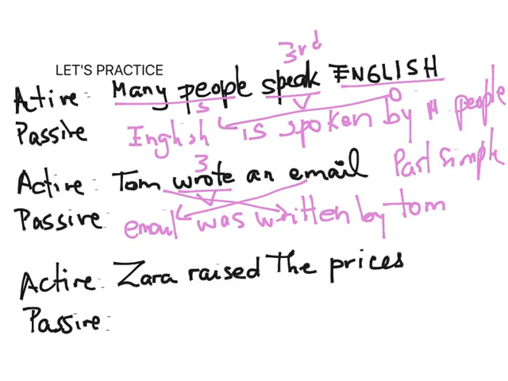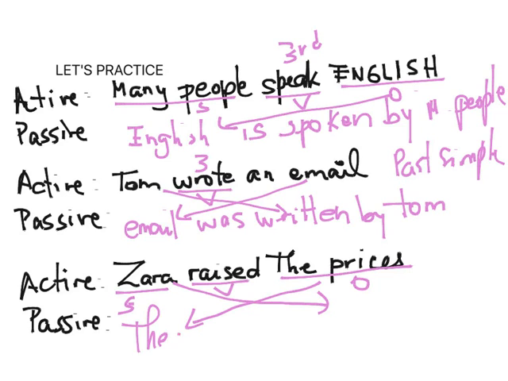Now let's see the last example. Let's see what happens to Sarah's shop. Sarah raised the prices. In this, we do the same. Sarah is the subject of the sentence. Raised is the verb. And the prices is the object. To be able to turn this active sentence to passive, we need to swap. We need to change the positions of the object and the subject. In this case, the prices goes first, and then we need the verb to be in past simple again.